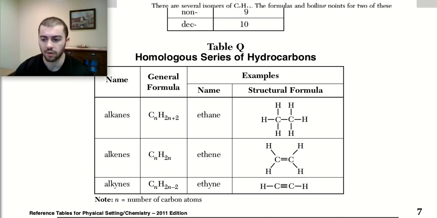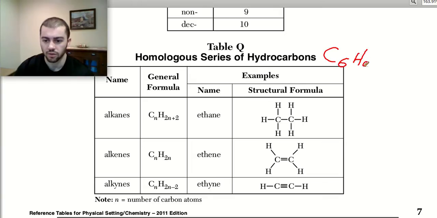So if we look at the reference table here, remember our formula was C6H14 for our compound. And it says, here's the general formula for alkane. So we can just plug in and see, does this work? So if our N here is 6, 2N plus 2 would be 12 plus 2 would be 14. So this does fit with the alkane general formula here.